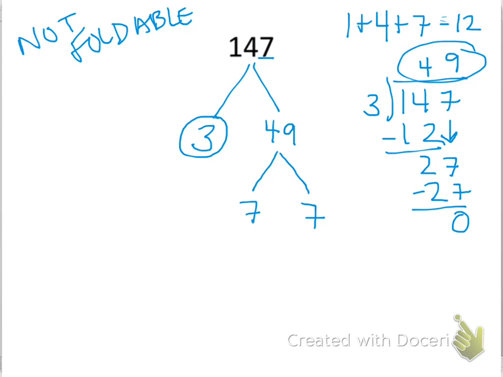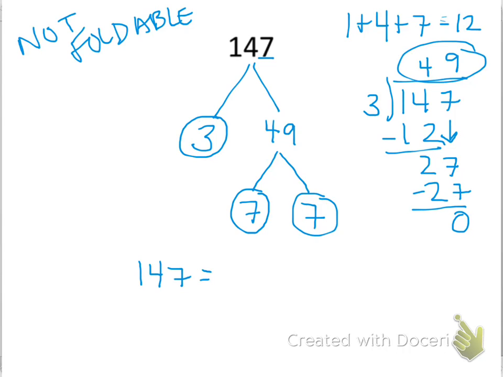Is 7 a prime number? Yes, it is. So I'm going to circle it. I get to circle both of them because they're both 7s and I know they're prime. Now the end of our tree has all circles, so that means I'm done with my prime factorization. Now I just need to write it out.